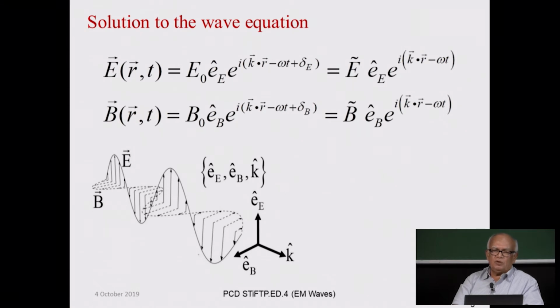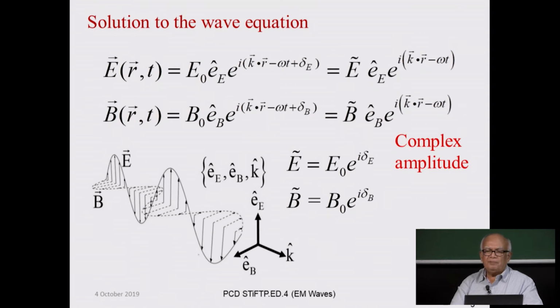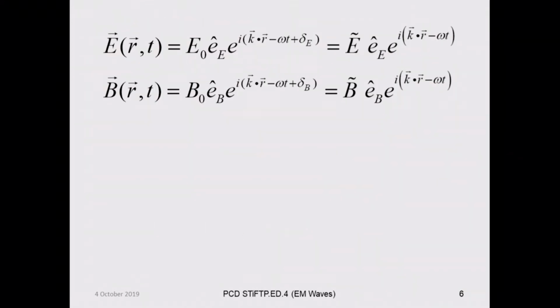Okay? So, this is the kind of solution that you get, and you have delta E and delta B. The e to the i delta E I absorb along with E0 and write it as E tilde. So, E tilde contains the delta E. Likewise, the B tilde contains the delta B. Okay? So, we have rewritten this in terms of complex amplitudes E tilde and B tilde. And we are now asking if delta E and delta B are equal. We have still not answered that.